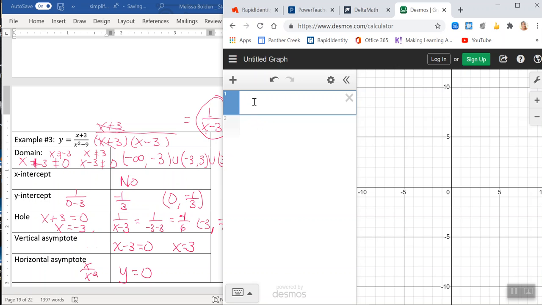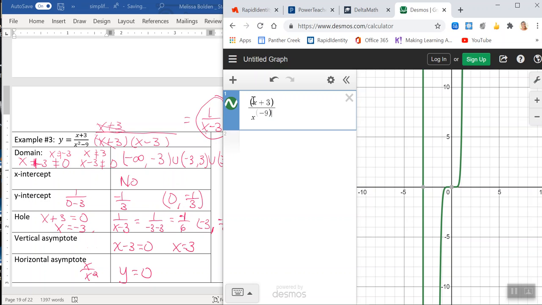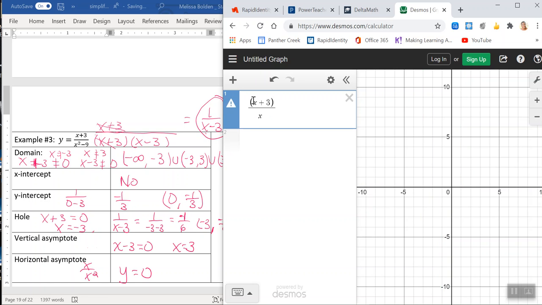So we have to do x plus 3, and I would graph it the way that it is in case I made a mistake in factoring. That'll show up here. X squared minus 9. Okay? And that's what we have. So again, the graph will not show you the hole.